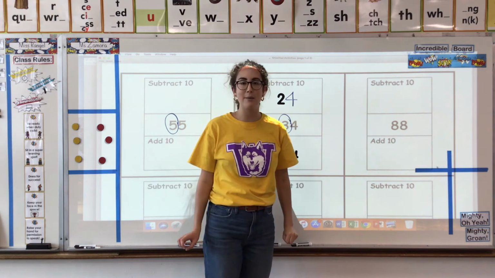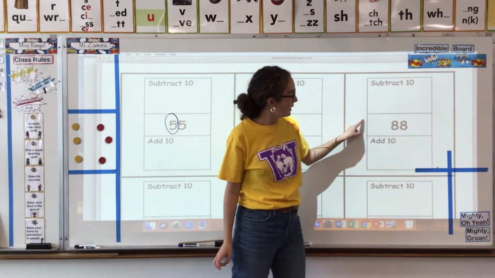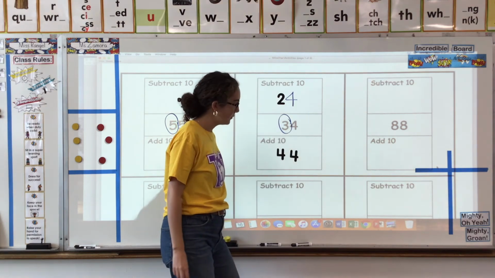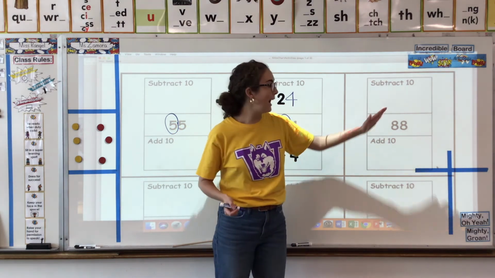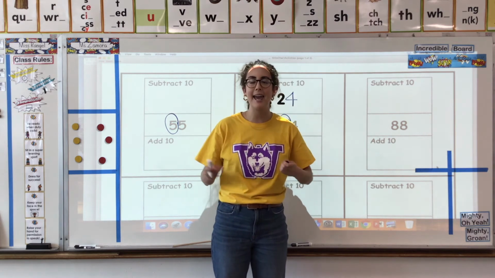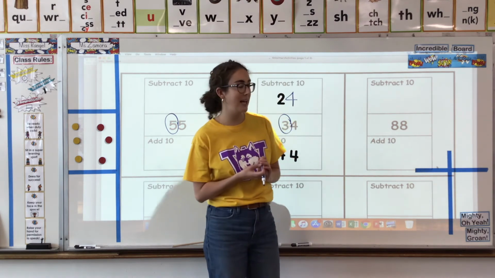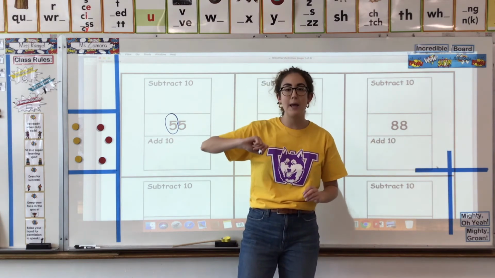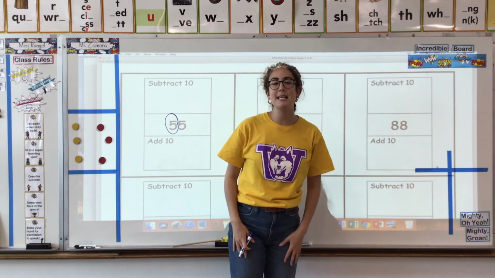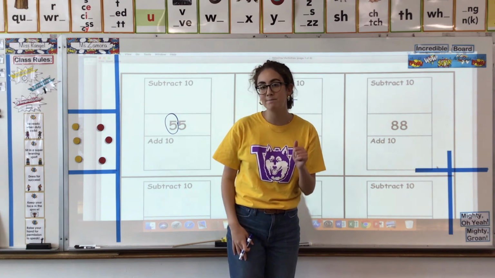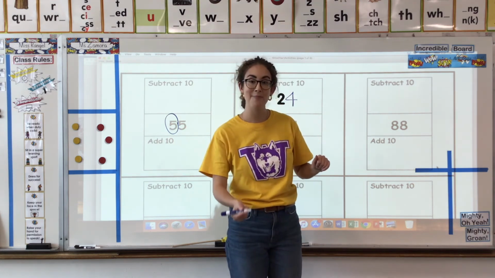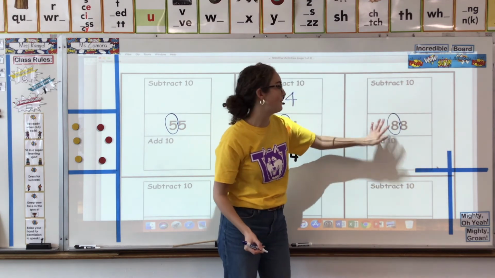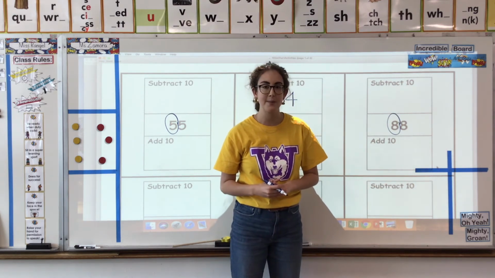Can you look at our new number, 88? How many tens are in 88? Can you circle or highlight on your paper which digit is in the tens place? This first 8 is in the tens place.